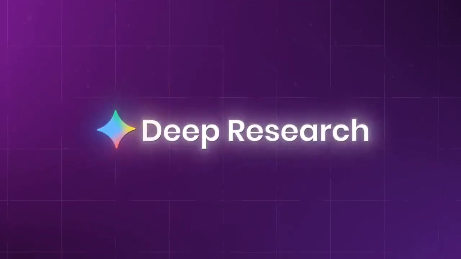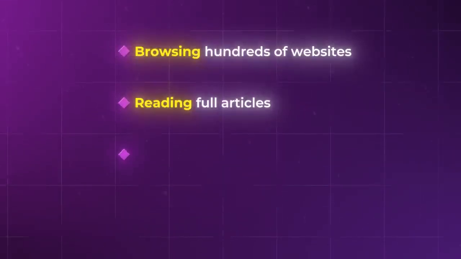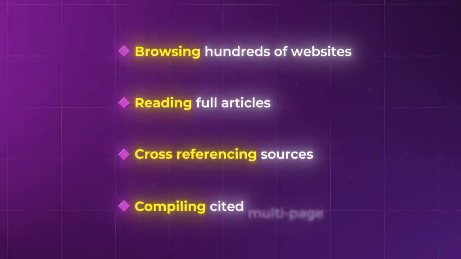Deep Research is an autonomous agent built into Gemini. You give it a question and it goes out on its own for up to 20 minutes, browsing hundreds of websites, reading full articles, cross-referencing sources, and compiling cited multi-page reports.